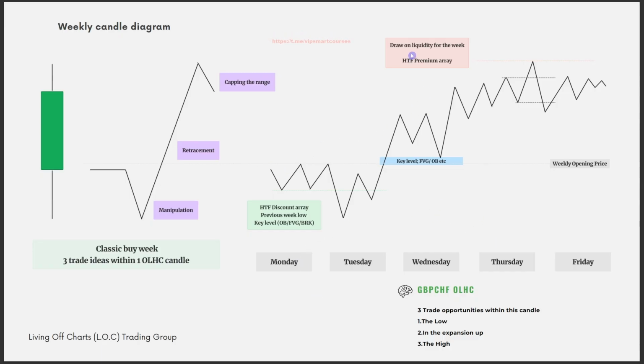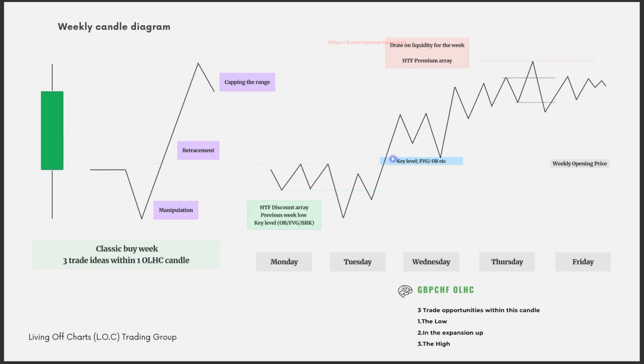So draw on liquidity for the week was that higher time frame premium array, right? That monthly fair value gap. And if you follow this schematic over here, we want to manipulate early in the week, right? To get that first trade opportunity. Now you want that manipulation to happen into a higher time frame discount array, which could be a previous weekly low or a key level like an order block or a fair value gap or a breaker.